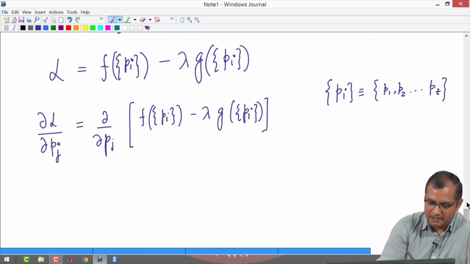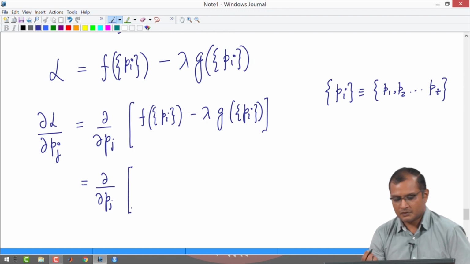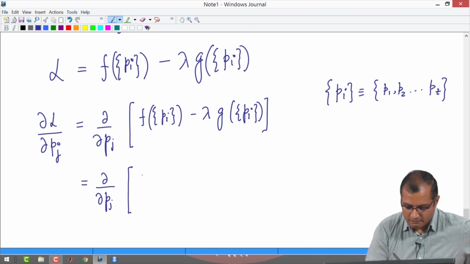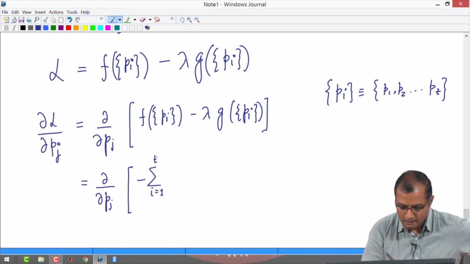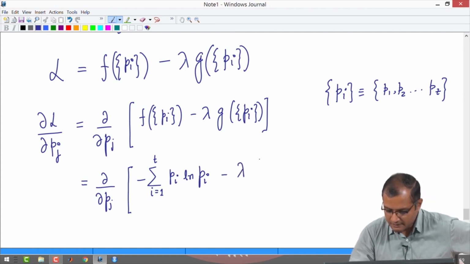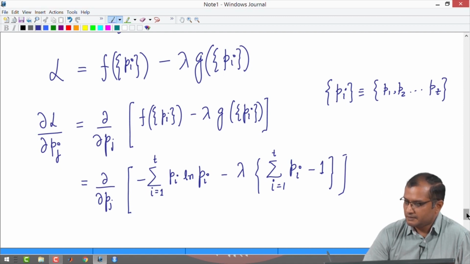So, you plug the values here. f of p i is nothing but our function S upon NkB, which I had taken as minus summation i going from 1 to t p i ln p i, and lambda times the function g was taken as summation i going from 1 to t p i minus 1. That was my function g, fine.